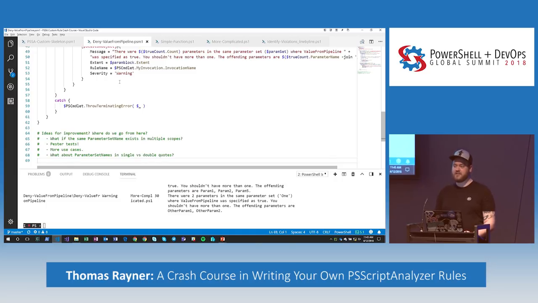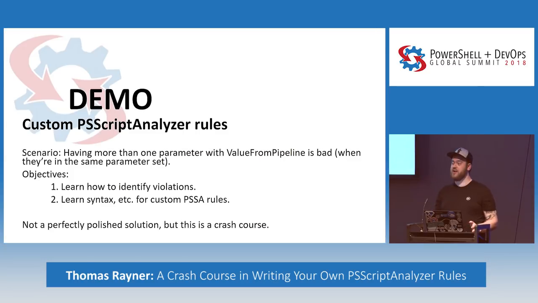I should probably make some tests and make this thing actually able to be tested actively. I need a lot more use cases because there's a whole lot more ways you can screw this up. What if the parameter set names are in double quotes versus single quotes? You saw that right here, the single quotes are included. If they were double quotes, would they have been identified as different parameter sets? Again, 45-minute session, we didn't really have time to get too crazy with that.